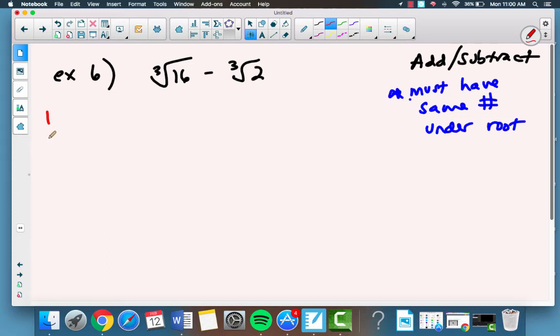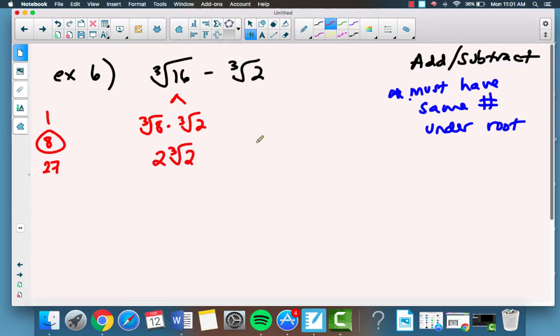Well, remember we talked about what our cube roots were. We said 1 was a cube root, 8 was a cube root, 27 was a cube root. Well, can any of these go into 16? Well, 8 can. So I'm going to break this down into the cube root of 8 times the cube root of 2. And what is the cube root of 8? Well, that's 2.